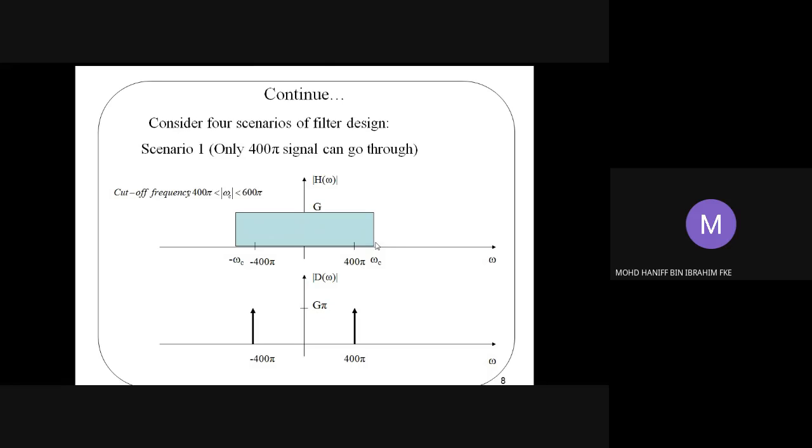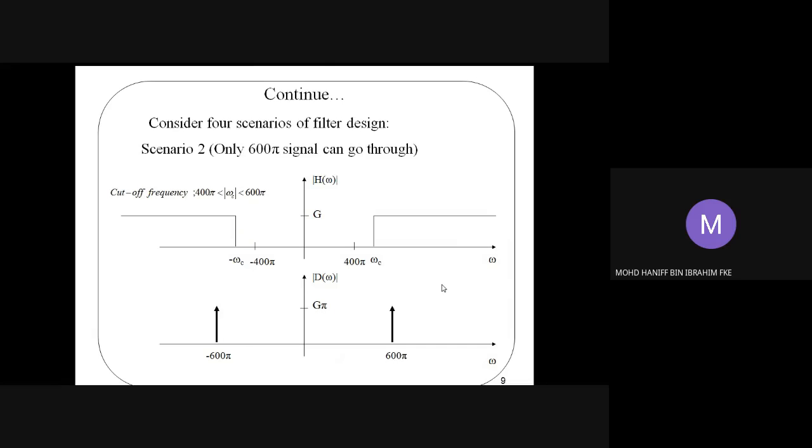And since the cutoff omega C is always smaller than 600 pi, the 600 pi will be filtered out. So it can only permit the 400 pi impulses to pass through. This should be the output of the filter when your frequency response H omega has this shape of response, in which the cutoff frequency is smaller than 600 pi. All right, hopefully it's clear.